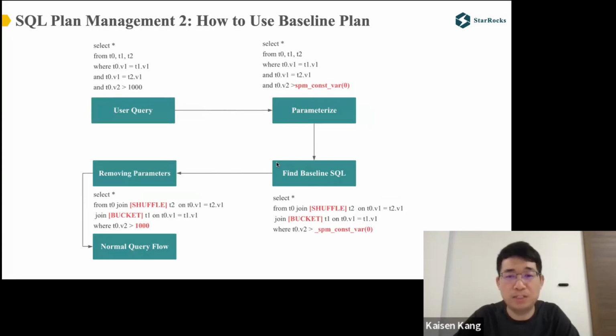Using the baseline plan is divided into 4 steps. First is also the parameterization of constants. The second is to guess the baseline query: we compute the digest of the parameterized query and find the corresponding baseline query in the plan storage according to the digest. The third is to replace the SPM functions in the baseline query with the constants of the incoming query. And the fourth is that we will process the query with hints according to the normal query process.